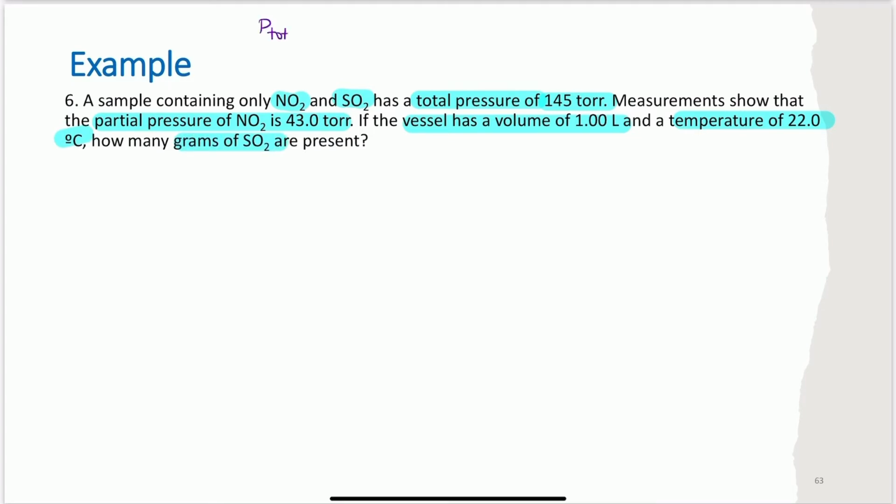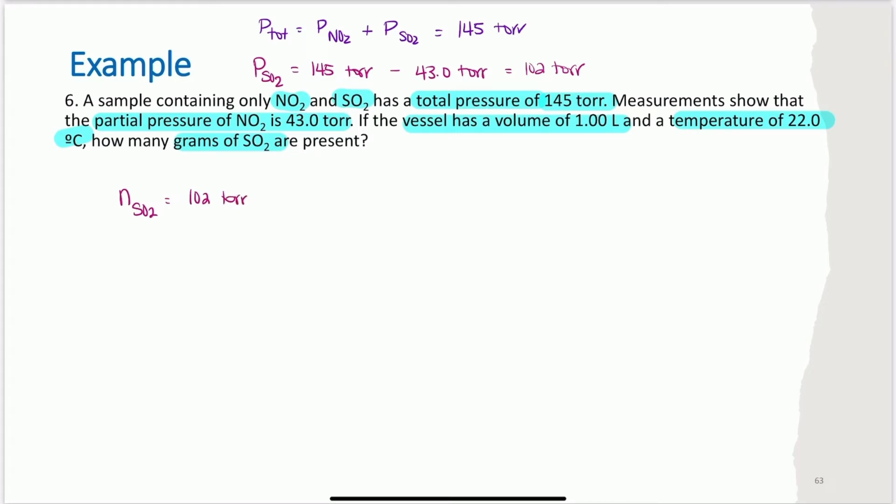I know that my total pressure is equal to the pressure of NO2 plus the pressure of SO2, and that this equals 145 torr. Therefore, I can solve for the pressure of SO2: 145 torr minus the pressure due to NO2, 43 torr, and I get 102 torr. I can plug that in and figure out the number of moles of SO2. I have 102 torr. Convert that to atmospheres. There's 760 torr per 1 atmosphere.